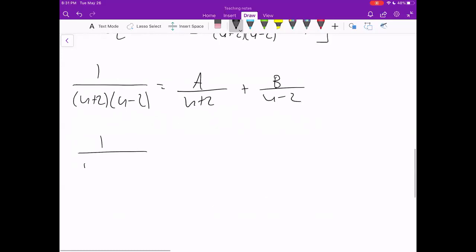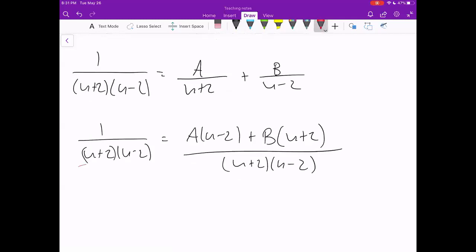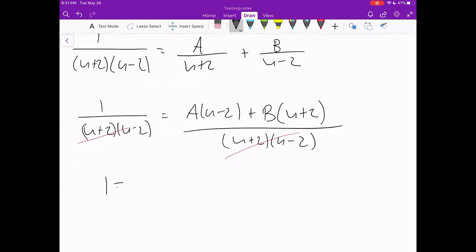I'm going to get 1 over (u plus 2)(u minus 2) is equal to a times (u minus 2) plus b times (u plus 2), just making a common denominator here. The common denominator on the right-hand side is (u plus 2)(u minus 2). The denominators cancel on both sides. So I get 1 is equal to, and go ahead and expand everything, au minus 2a plus bu plus 2b.